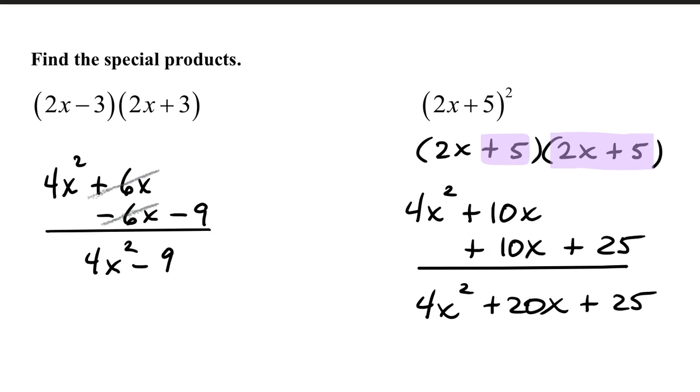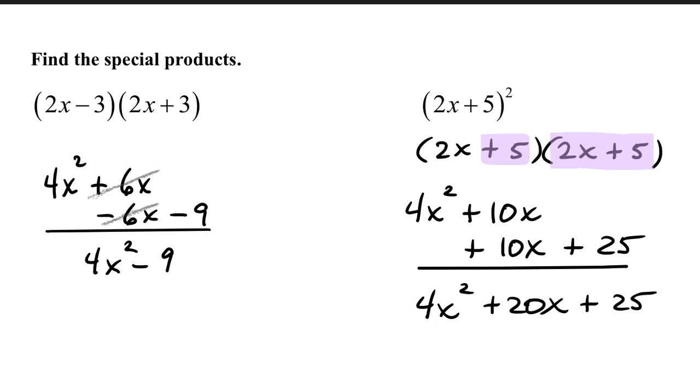Find the special products. We have binomial times a binomial. The only difference is the sign in the middle. Starting with your 2x, 2x times 2x, 4x squared. 2x times positive 3 is 6x. Negative 3 times 2x, that's negative 6x. Negative 3 times positive 3 is negative 9. If your binomials only differ by sign, then the terms in the middle will add up to 0, leaving you with your first term, 4x squared, and your last term, minus 9.